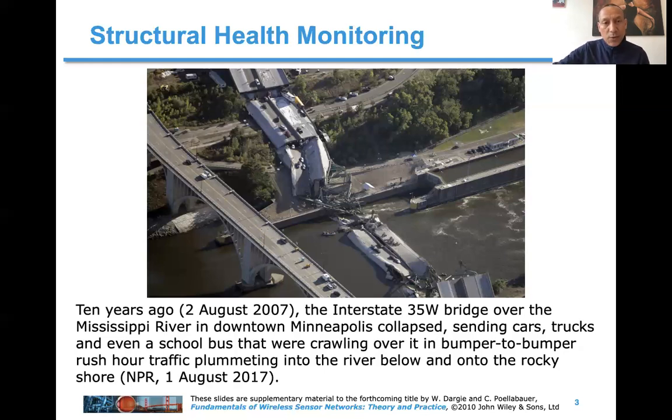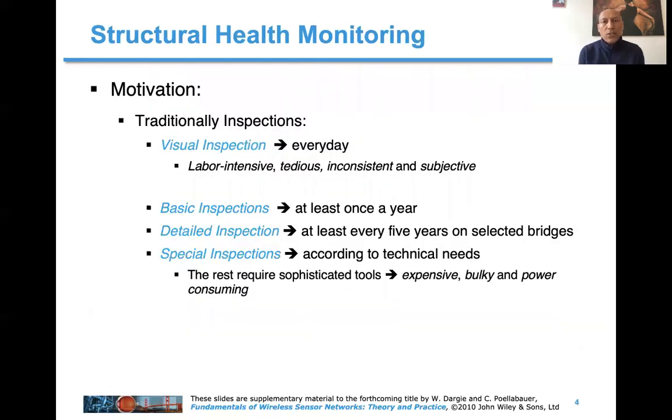There is a well-established guideline to inspect complex structures. In civil engineering, at least four types of inspections should take place on a regular basis, but at different intervals and with different complexity. The first type of inspection is just visual inspection.